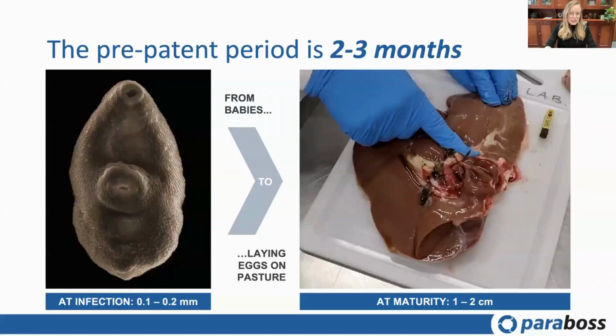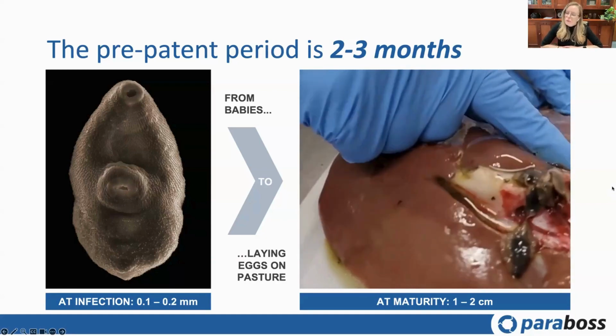So as I mentioned, the pre-patent period, which is the point from them becoming infected to the point where we can find them in the gallbladders and bile ducts of the hosts and they're shedding eggs into the environment in their feces, is 2 to 3 months. And in that 2 to 3 months, they're very, very busy trying to become big and strong. So they start off really small. They're about 1/10 of a millimeter long. And this is one example of that. So this is a scanning electron microscopy image of a brand new baby hatched out liver fluke. And then 2 to 3 months later, this is what they look like.